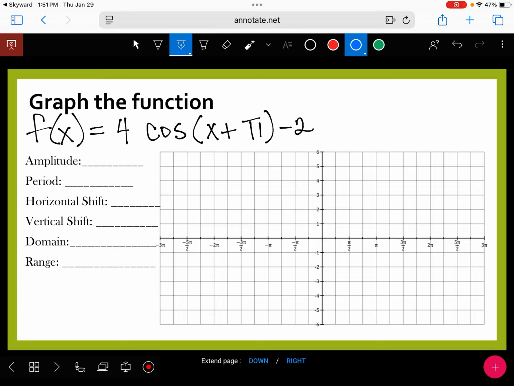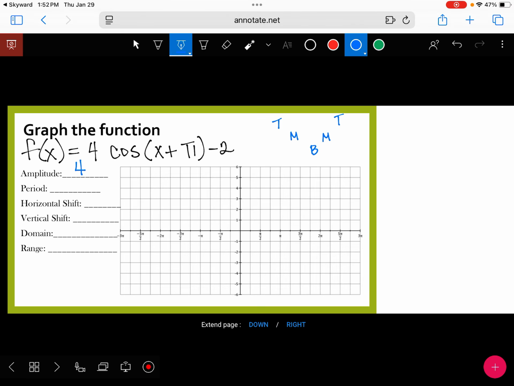Same 4 steps. First, I need to figure out the pattern. Cosine. Where do I start for cosine? Top or middle? So top, middle, bottom, middle, top. Step number 2. Where do we start? Set your parentheses equal to 0. So my parentheses is x plus pi. And when I solve that, I get x equals negative pi.